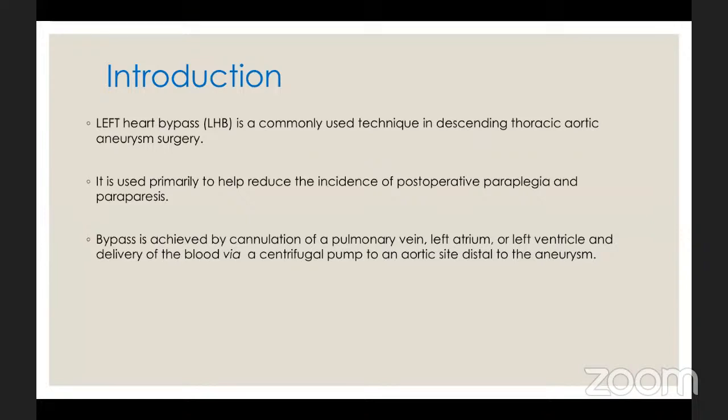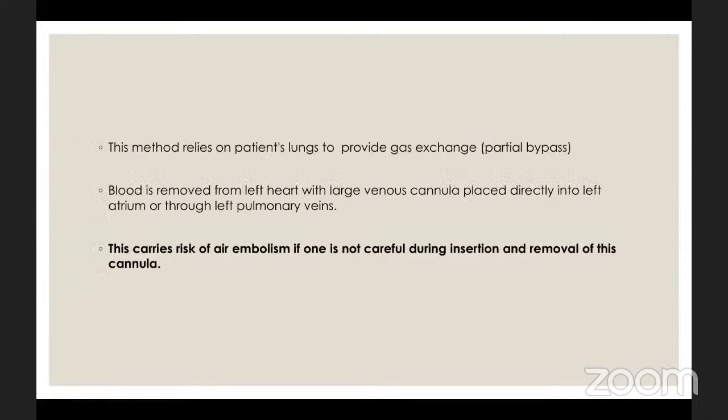The bypass is achieved by cannulation of the pulmonary vein, left atrium, or left ventricle, and delivery of the blood via a centrifugal pump to the aortic side distal to the aneurysm. This method relies on the patient's lung to provide oxygen exchange. This is called partial bypass. The blood is removed from the left heart with a large venous cannula placed directly into the left atrium or through the left pulmonary veins. This carries the risk of air embolism if one is not careful during insertion and removal of this cannula.